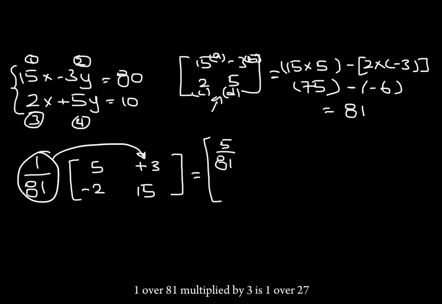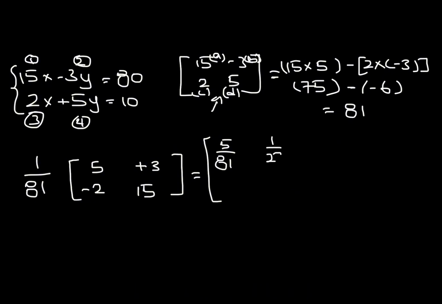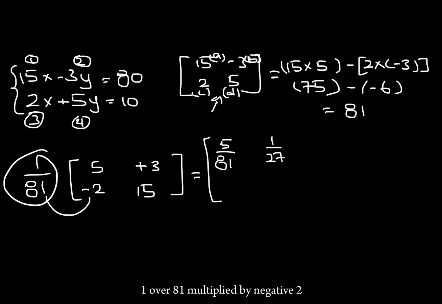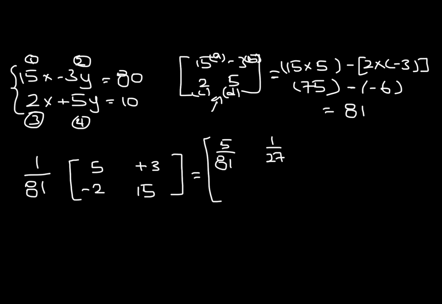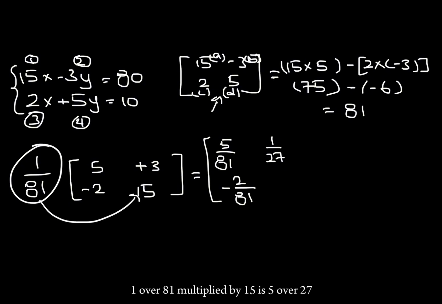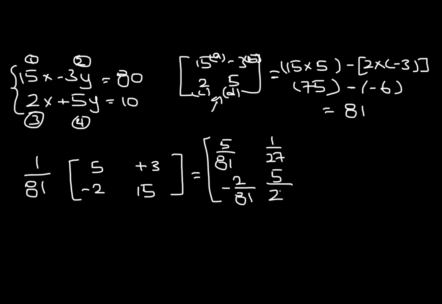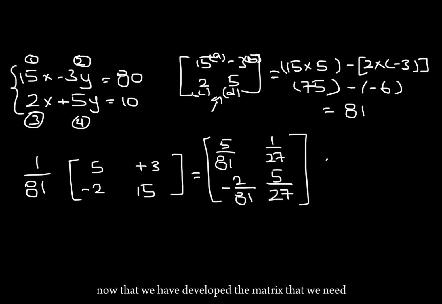One over 81 multiplied by 3 is 1 over 27. 1 over 81 multiplied by negative 2 is negative 2 over 81. 1 over 81 multiplied by 15 is 5 over 27. Now that we have developed the matrix that we need, let's develop our second matrix.